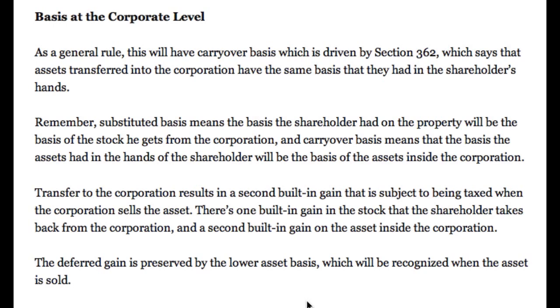Property transferred to the corporation can result in a second built-in gain, and that is also subject to being taxed when the corporation sells the asset. There's one built-in gain in the stock that the shareholder takes back from the corporation, and a second built-in gain on the asset inside the corporation. The deferred gain is preserved by the lower asset basis, which will be recognized when the asset is sold. Now, when boot is issued at the corporate level, the gain that's recognized will increase the basis of the assets contributed to the corporation. The deferred gain is reduced by the amount of gain recognized as a result of the boot distribution.